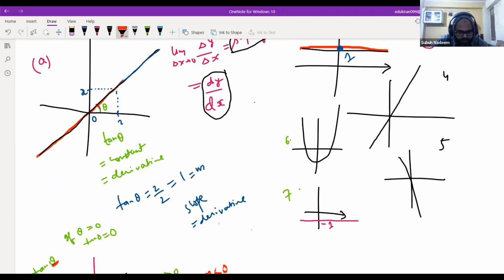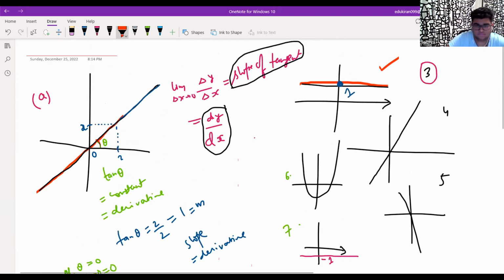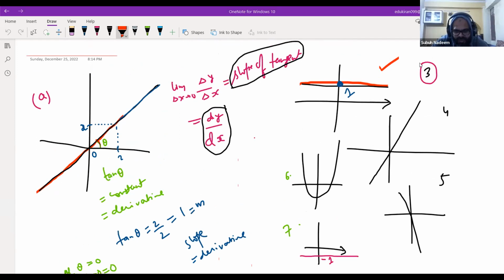One second. Positive, 0. One second. It's hanging. My laptop is hanging a little bit. Oh, yeah, I think it's the fourth one. One second. Something has happened to my laptop. Okay, okay.